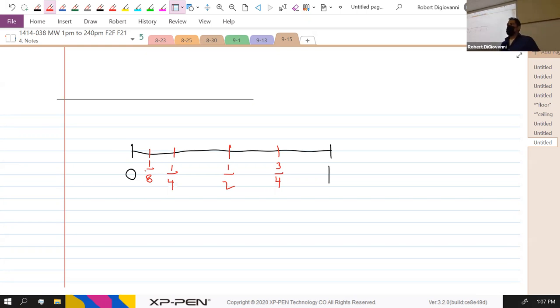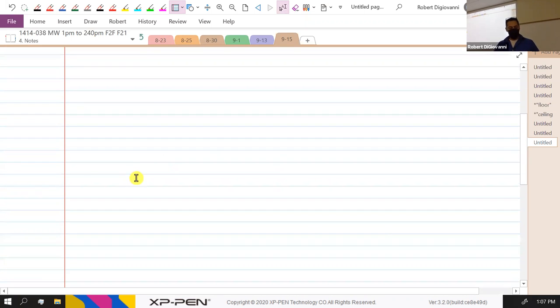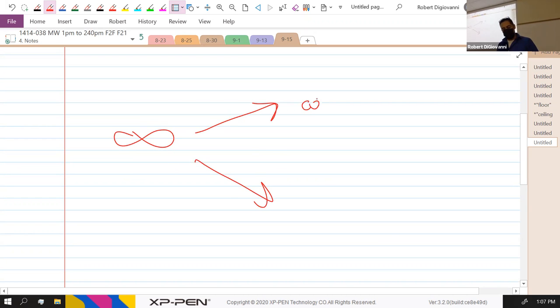The reason why is because there are two types of infinity. Everyone here has heard the idea of infinity, right? But there's two types in our mathematical world. So the two types of infinity that we have are countable, what we call countably infinite, and then the other one is uncountable.